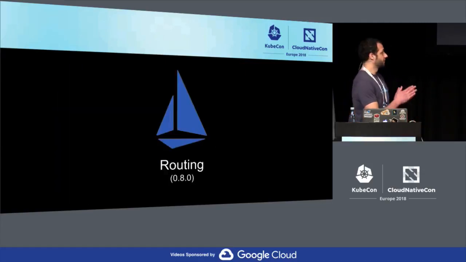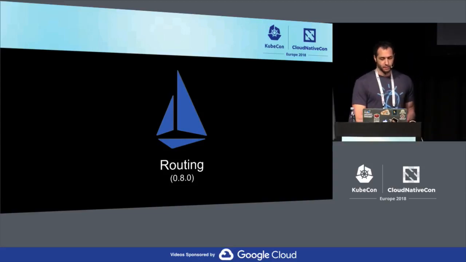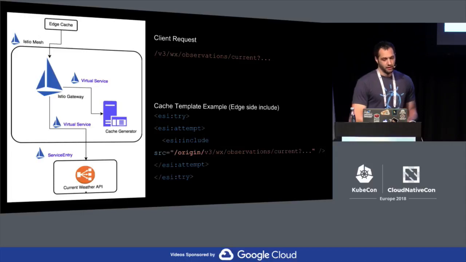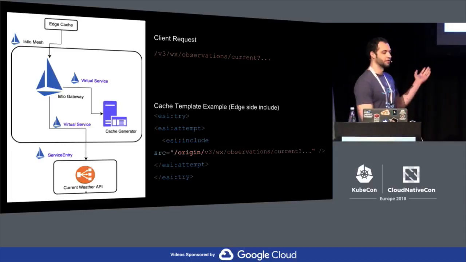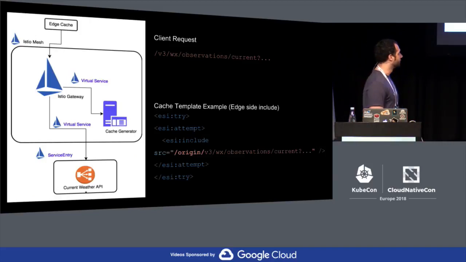So I'm going to talk a little bit about the routing. It's pretty neat, and it's for the 0.8 version, which hopefully will be cut in the next week or two. And it has a lot of functionality that we helped work on and test so that we could run our workload. So I'm going to walk through a pretty simple example, and this is for our current weather. So every time you ask for current weather, this is kind of the flow that would go through Istio.